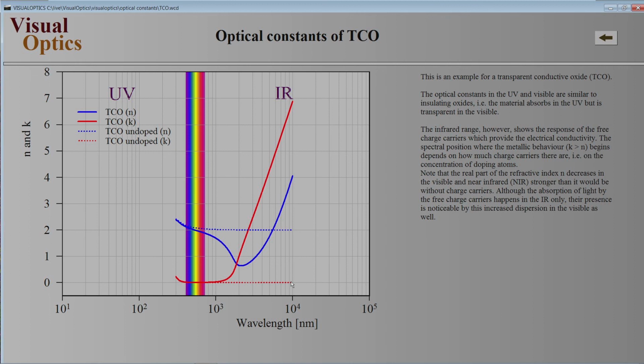If we introduce doping, that means the doping atoms release some free charge carriers that can now move and be accelerated by the electric fields of the light wave. Then we have a huge interaction between light and these free charge carriers. The huge interaction leads to the effect that K gets much larger than N. So we find metallic behavior in the mid-infrared and the transition between metallic behavior and dielectric behavior in the near-infrared. And this transition depends on the doping level.